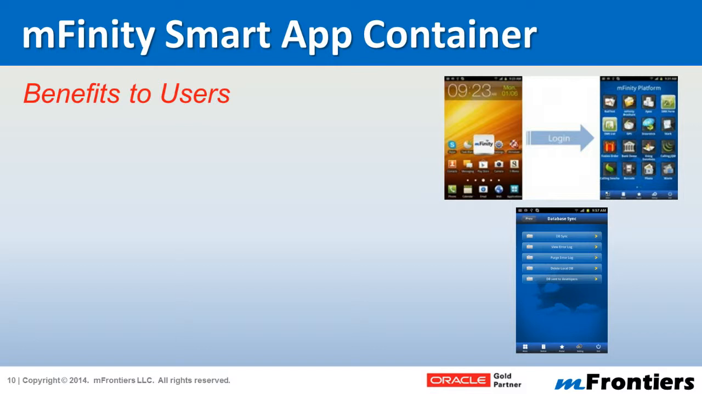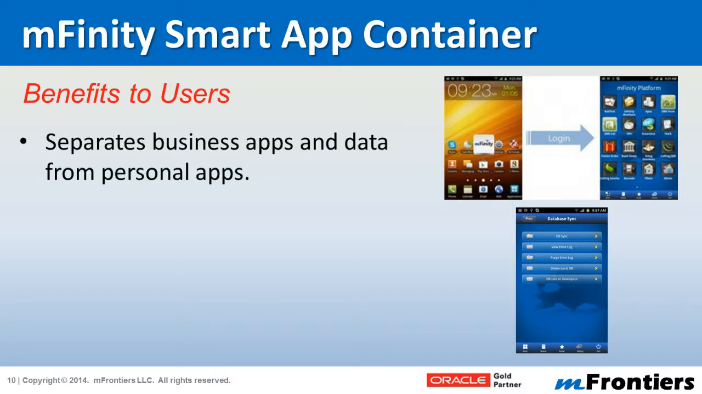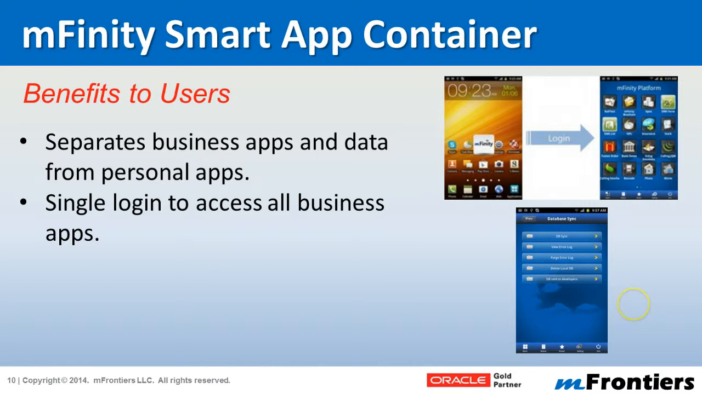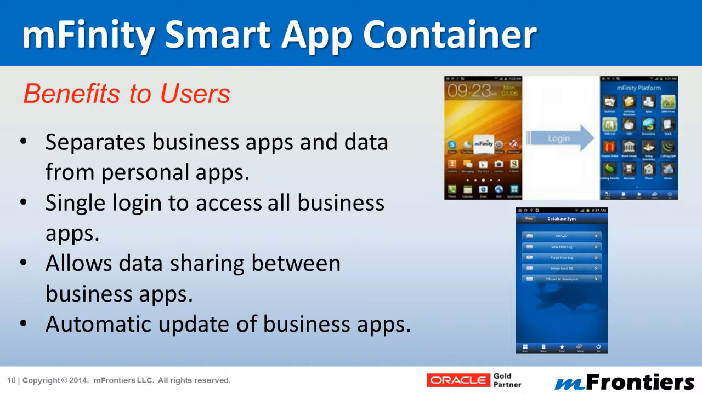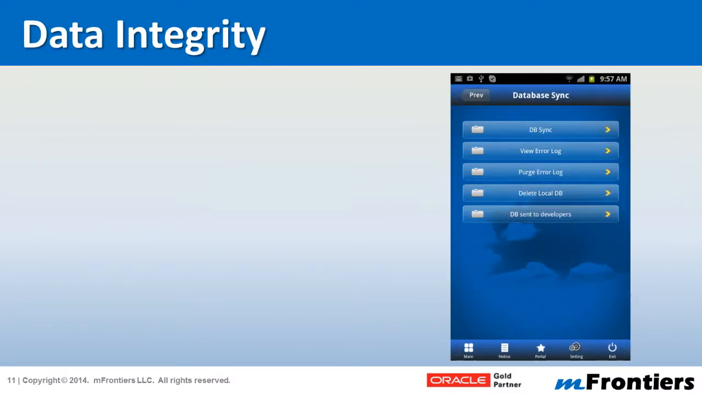You may have heard other vendors referring to their secure container box, which isolates business applications and data from personal apps and data. mFinity provides such security and more. With a single login to the mFinity Smart Container Box, the user has access to all the business apps assigned to their role within the organization. These apps can share data and parameters and will always be fully updated when the user logs in. I mentioned earlier that data integrity is not an option for enterprise data, it's a requirement.